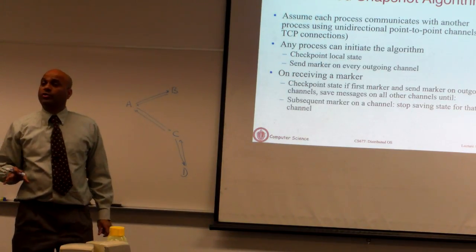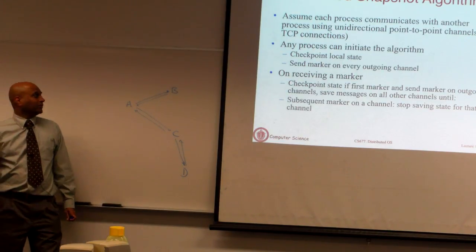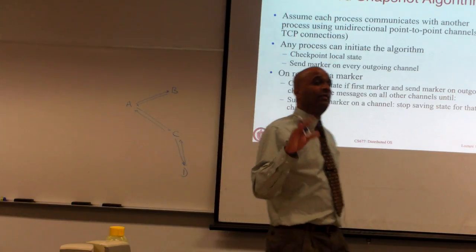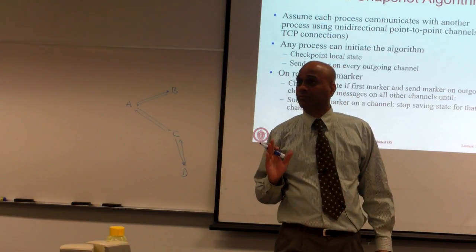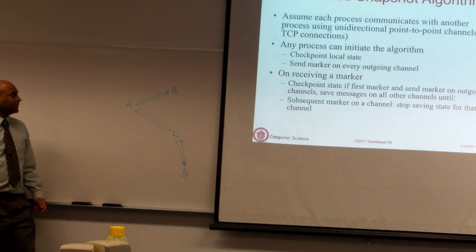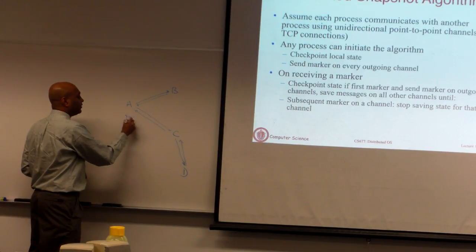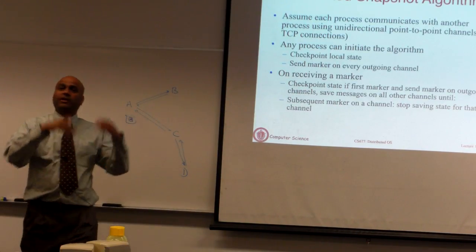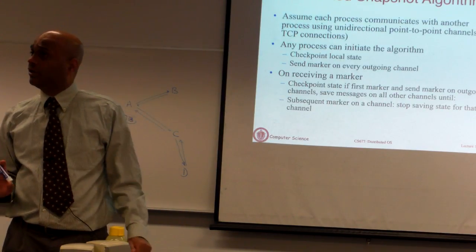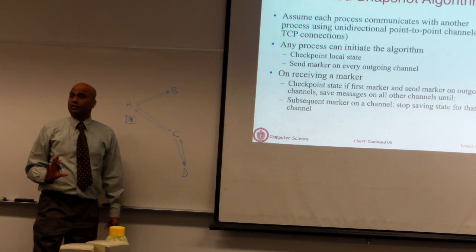If you now want to take a consistent distributed snapshot, here is how your algorithm is going to work. Any process can initiate a checkpoint, saying it's time to take a checkpoint. When a process initiates a checkpoint, it writes its memory state to disk. You take all your memory contents and write them out to disk. That's the local state of that process written to disk.